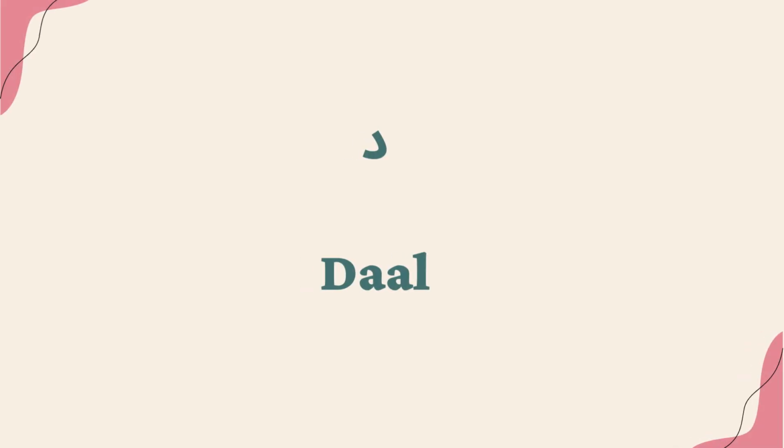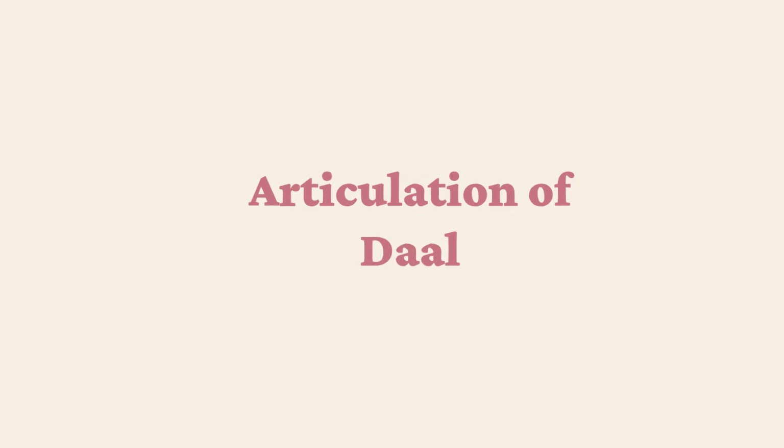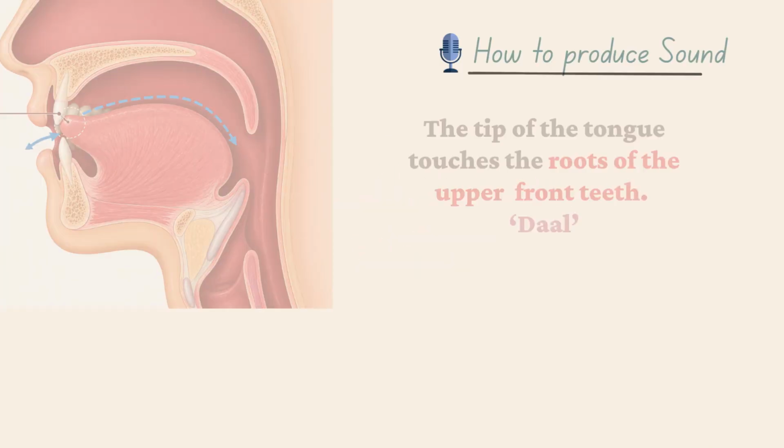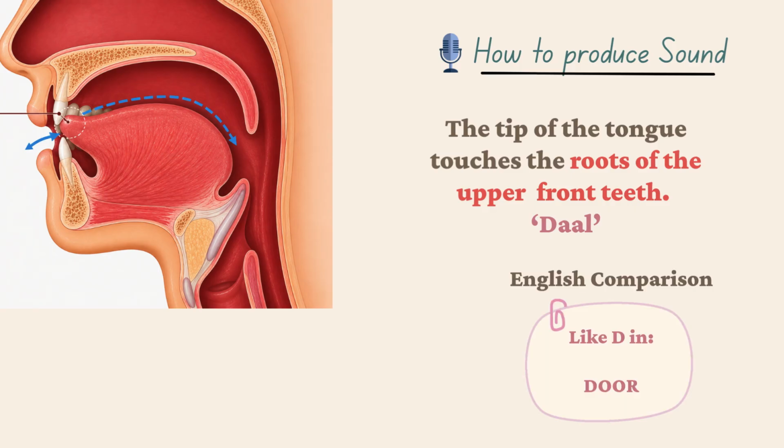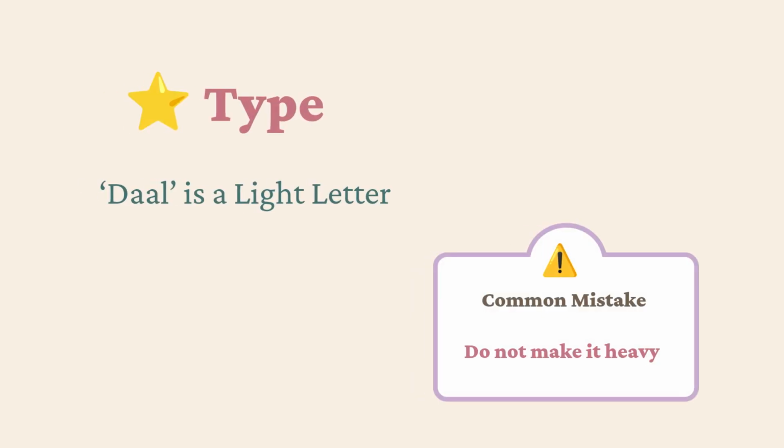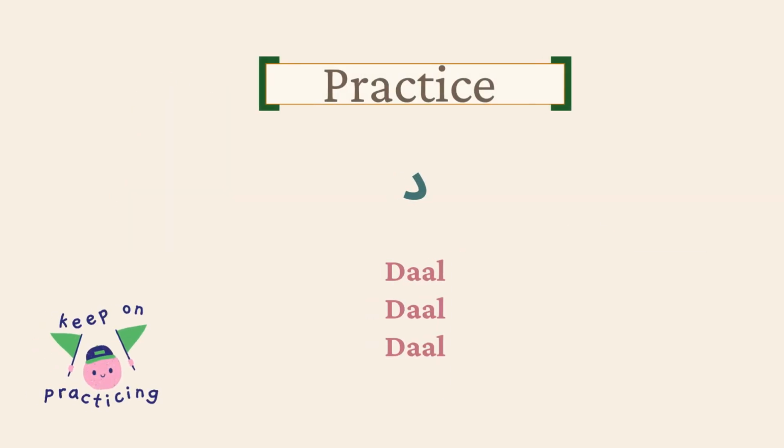This is Dal. The tip of the tongue touches the roots of the upper front teeth. Dal. English comparison, like D in door. It is a light letter. The common mistake is, do not make it heavy. Now let's practice the letter. Say it with me, without making it heavy.